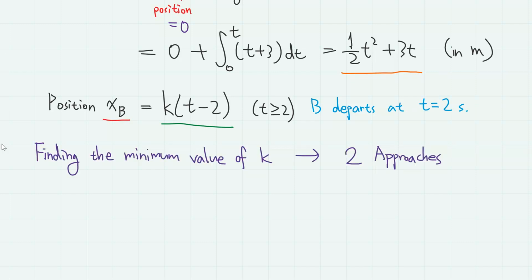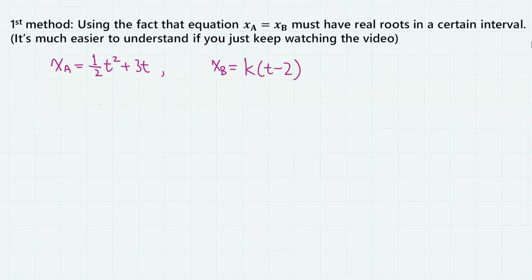From here, we can find the minimum value of k with two different approaches. So let's start with the first one. First method: using the fact that equation xa equals xb must have real roots in a certain interval. It's much easier to understand if you just keep watching the video.